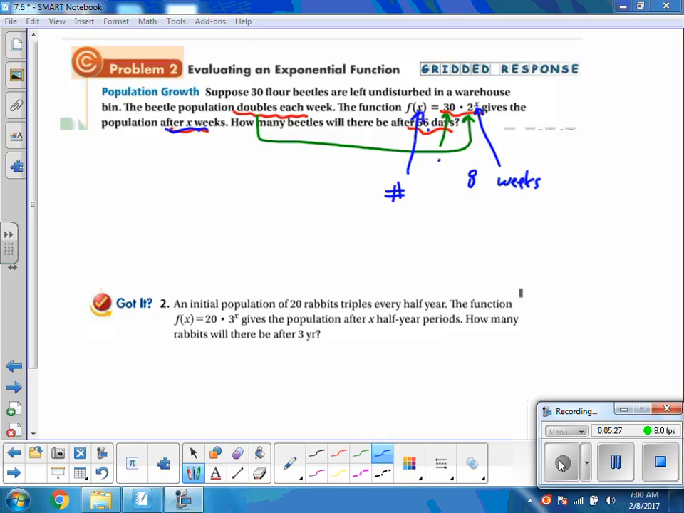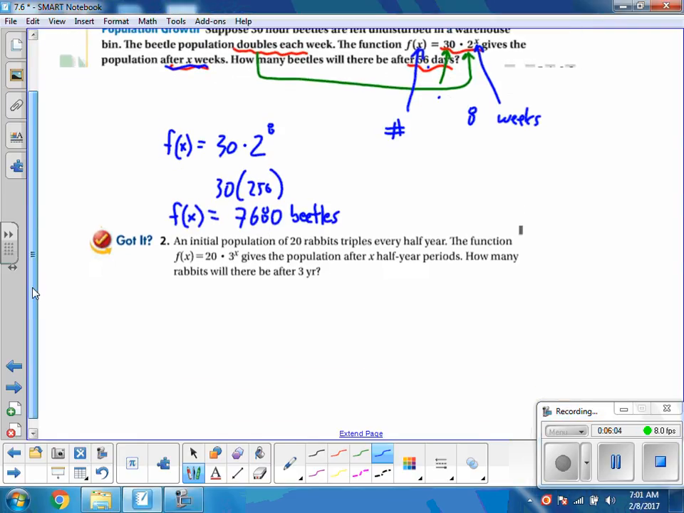So this is just a substitution problem. So the function of x, or our y value, is going to be the initial 30 times my base of 2 to the 8th power. Okay, so 2 to the 8th power is 256 times 30. And I end up with the function of x is going to be 7,680. Now that's a lot of beetles. So let me look. How many beetles will there be? 7,680 beetles. And I want to get my label in there so I see it all. Why don't you give it a try? Press pause. And remember, it's just a substitution problem.